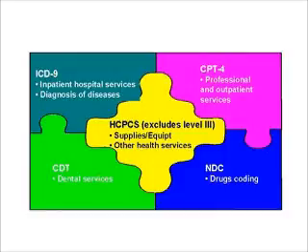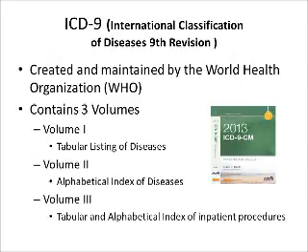Next, we're going to talk about the ICD9, otherwise known as the International Classification of Diseases, 9th Revision. This is created and maintained by the World Health Organization, or the WHO. It contains 3 volumes. Volume 1 is a tabular listing of diseases, in other words, it's listed numerically. Volume 2 is the alphabetical index to diseases, listed alphabetically. And Volume 3 is the tabular and alphabetical listing of the inpatient procedures.